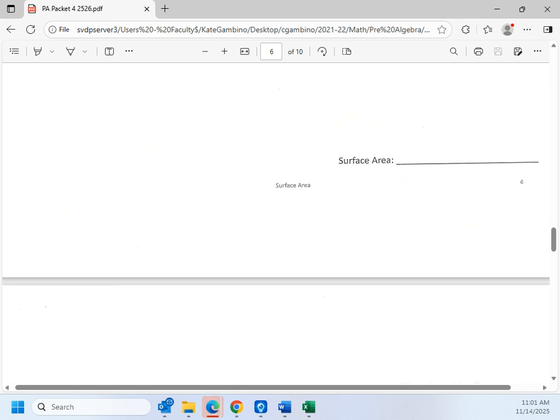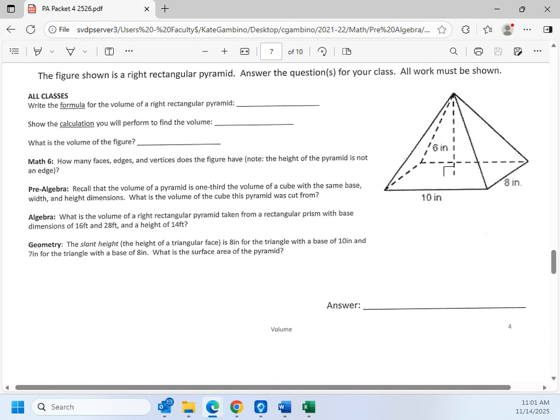Next page is the volume page. So our volume of our rectangular prism is length times width times height. Because it's a pyramid, we are dividing that by 3. So we have length times width times that height of 6. So write your calculation, what you're gonna put into your calculator, the numbers you are putting in, and then actually put it in your calculator, do the math, and tell me what the volume is.